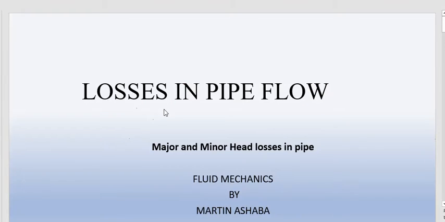Hey everyone, in today's discussion we are going to look at losses in the pipe flow. These include major and minor head loss. Why are they important? They are used in determination of the total head against which a pump has to work. Remember, a pump is always used to push these liquids through the pipe system.